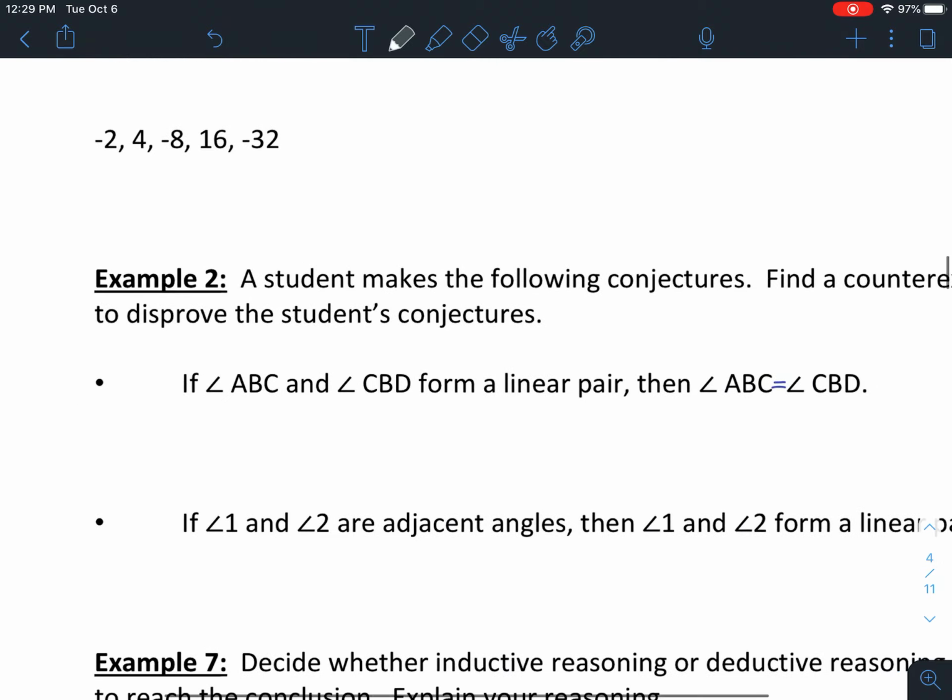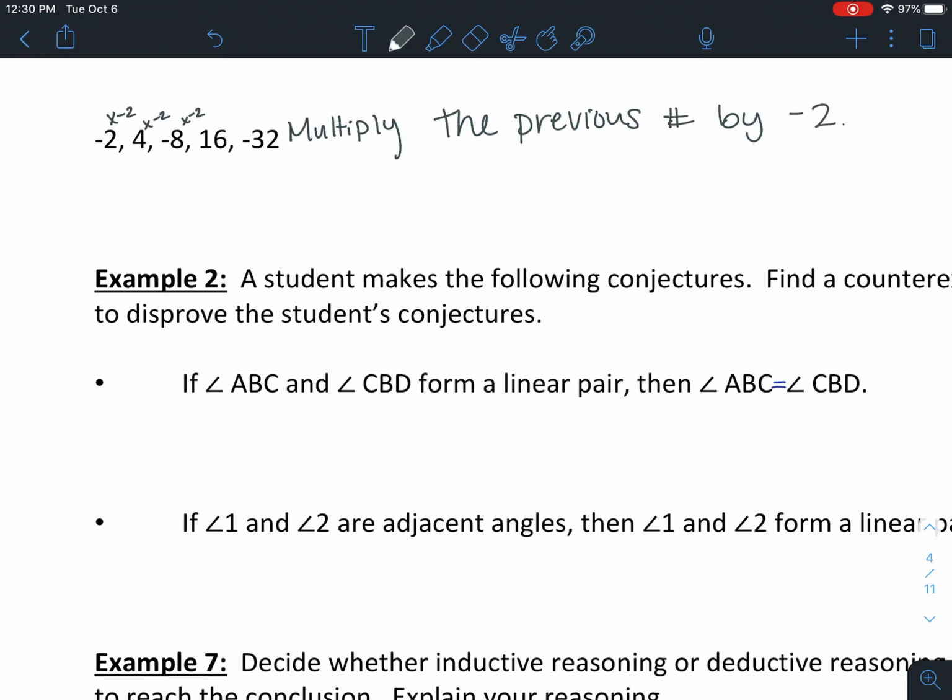All right, let's look at this one here. -2 to 4, I multiplied by -2. From 4 to -8, I again multiplied by -2. -8 to 16, multiplied by -2. So I believe my pattern here is that I am multiplying the previous number by -2. Which means -32 times -2 is going to give me a positive 64.